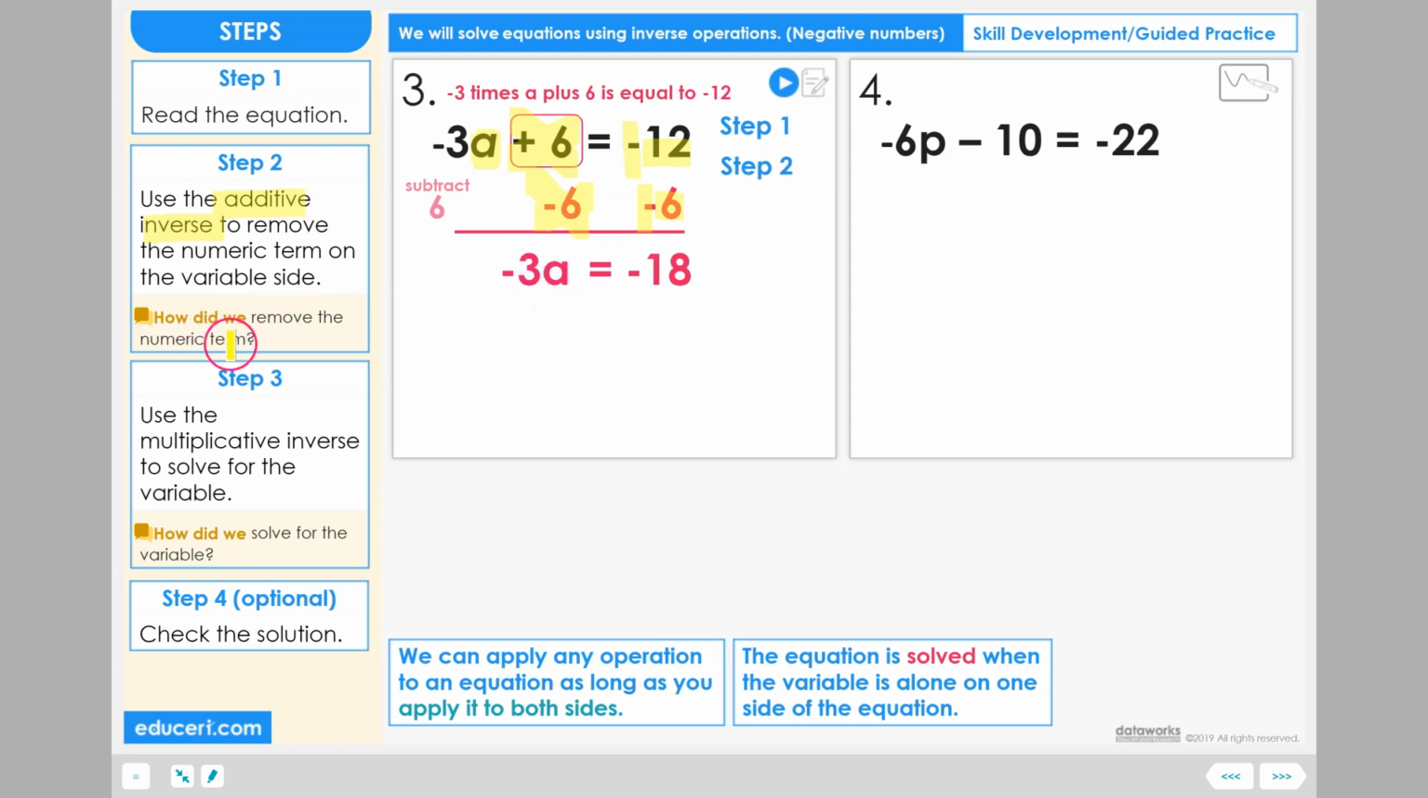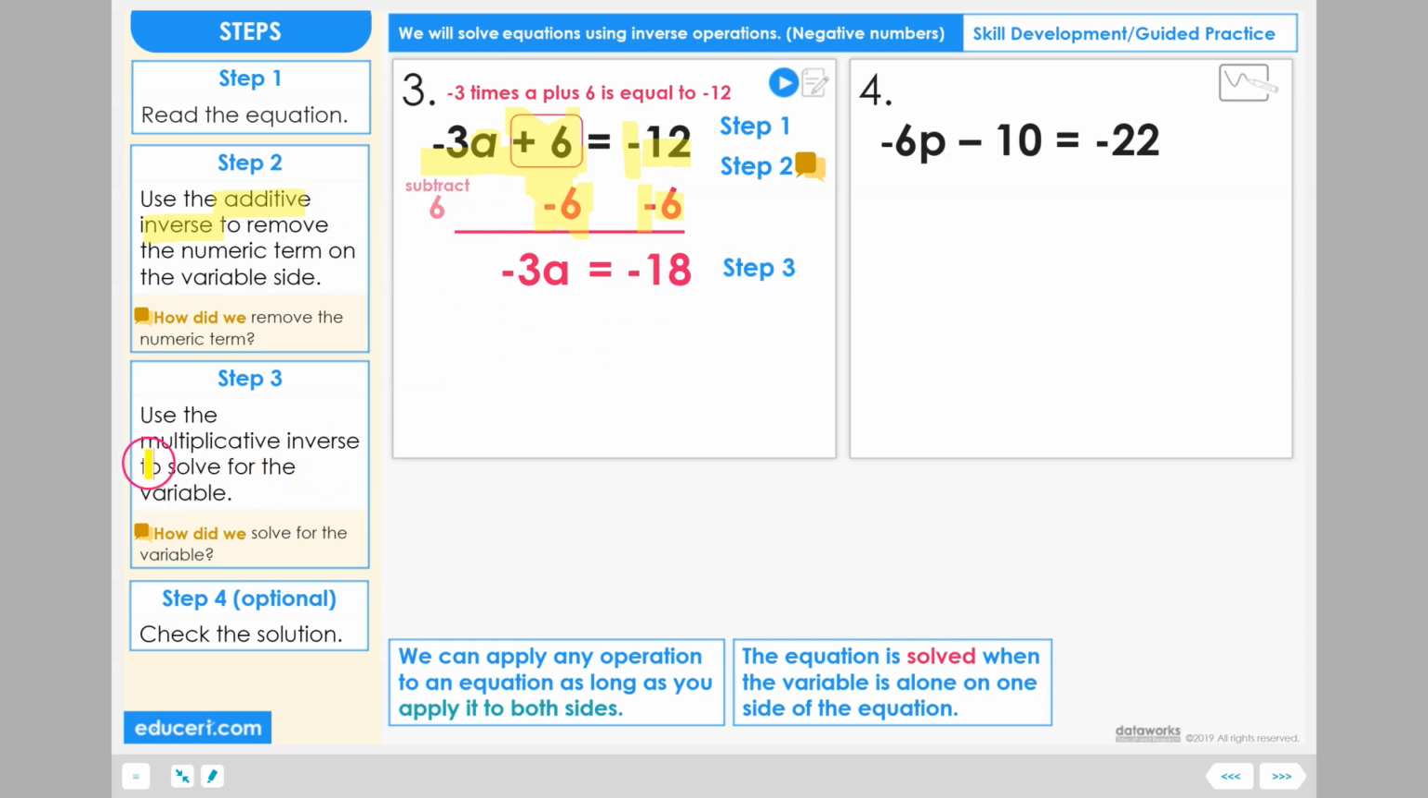So how did we remove the numeric term? We remove the numeric term by first finding it over here on the variable side and then subtracting to make sure that it would get eliminated or canceled away or equal out to 0. The additive inverse equals 0.